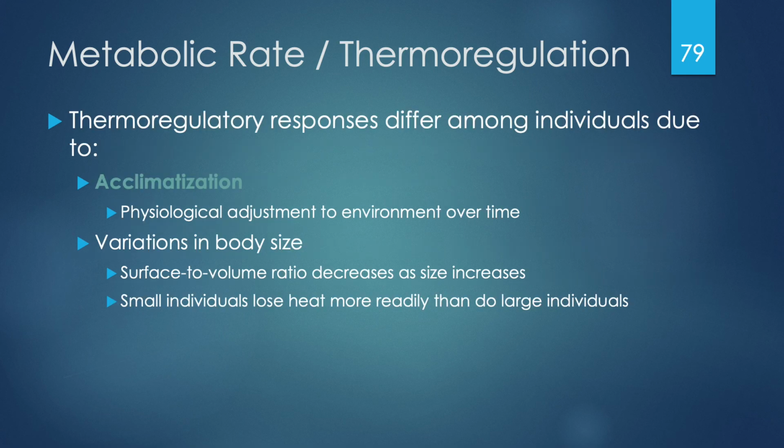Thermoregulatory responses vary both among and within individuals, and this can be due to a number of things. The first is acclimatization. This just means that if you're in a very specific environment over a period of time, you will have physiologic adjustments to allow yourself to accommodate that environment. The other thing is variation in body size. Surface to volume ratios will decrease as size increases. What that really means practically is that smaller individuals are going to be able to lose heat much more easily than large individuals do.